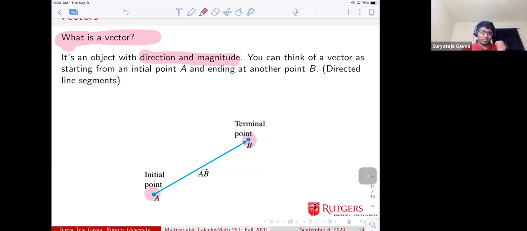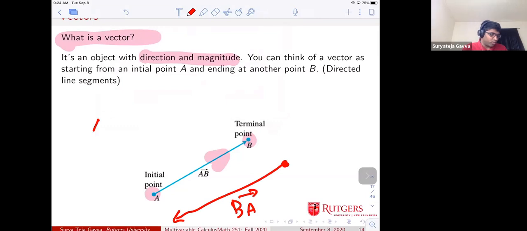So a vector means that you start at some point, end at another point, and you get a direction, because you're moving from A to B. So that line segment moving from A to B should have a direction. So it's different from, for instance, the segment going from B to A. B to A is the vector BA. Okay, so questions on this?